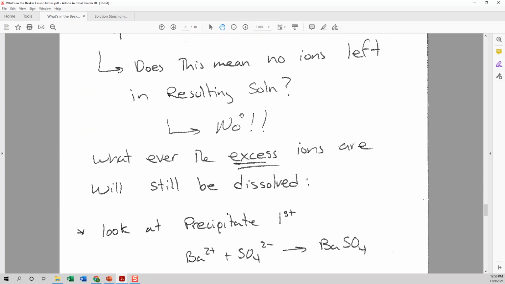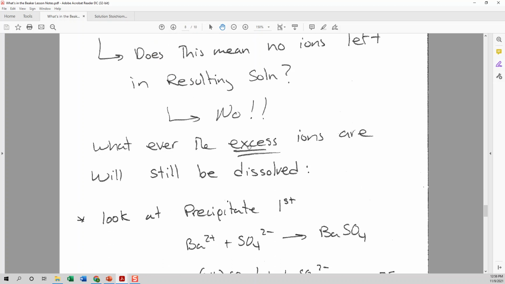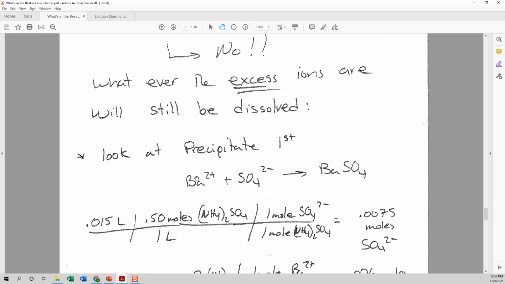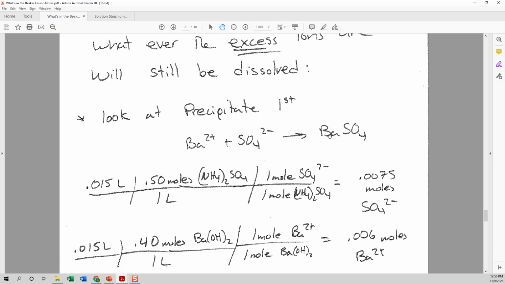All right. So we still have to calculate what are our excess ions and what are our limiting ions. And so what I would say is look at it two different ways. So let's look at the precipitation reaction, right? The barium and the sulfate will take each other out in a 1-to-1 ratio, right? Here's the net ionic equation just for the precipitation of barium sulfate, right?